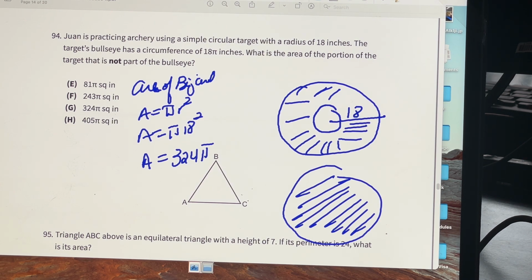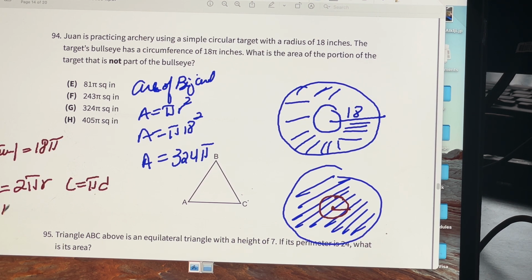Right? But what happens if you take out the bullseye? So pretend you have a donut, but you take it out. Now they don't give you the radius of the smaller circle, the bullseye, but they give you the circumference. Circumference is 18 pi. Now, circumference is 2 pi r, right? Or you can use circumference equals pi d. In this case, we want to find the area, so the radius. So let's use 2 pi r. So circumference equals 18 pi.